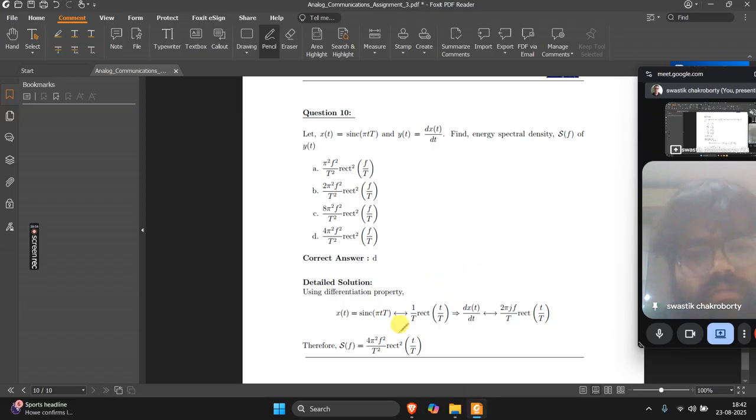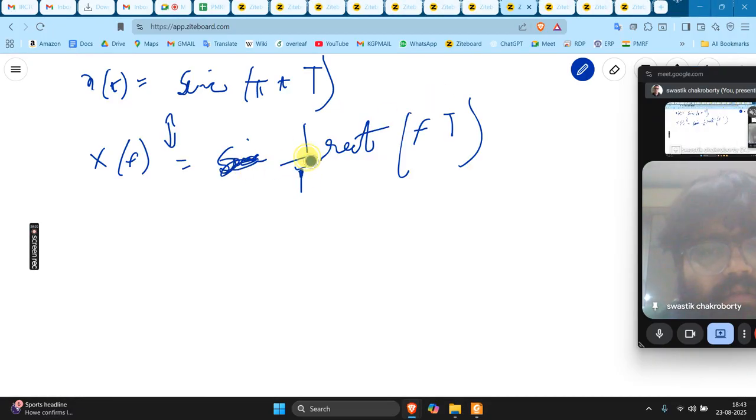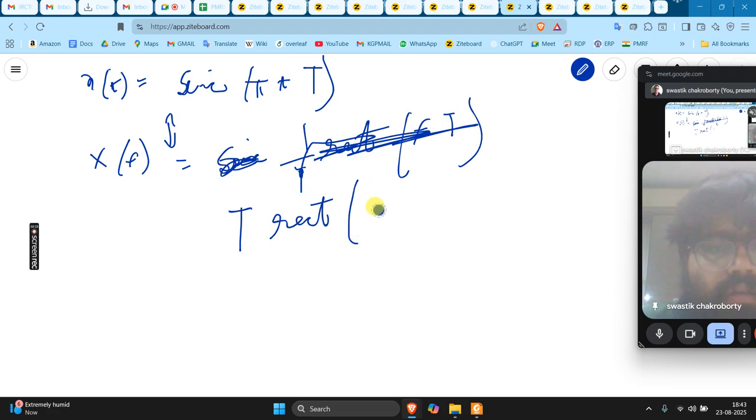This one is slightly wrong here. The Fourier transform of sinc pi t is shown to be this, but it is still in time domain, as you can see. So this will not be t, this will be f, and this will not be by t, this will be multiplied by t. Okay. So it is actually t rectangular f t.